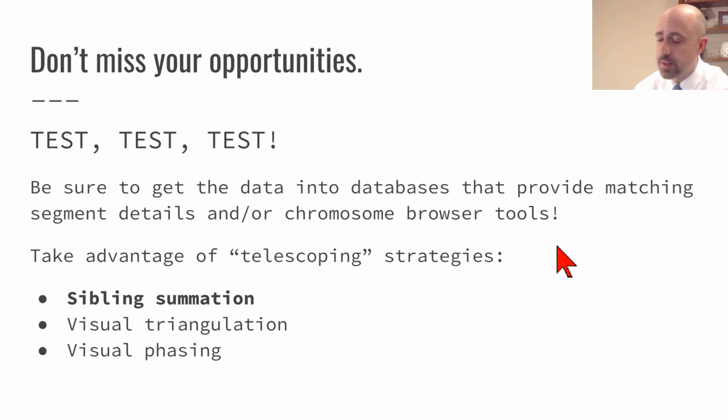So I point out this example to emphasize that we have some opportunities, and I'd ask you to take a look at the opportunities that you might have and to take advantage of those opportunities before you run out of time. And be sure to get the data into databases that provide matching segment details and or chromosome browser tools so that you can really take the data as far as it will go. So take advantage of telescoping strategies, sibling summation, visual triangulation, visual phasing. We've only talked about sibling summation tonight, but I will talk about these other methods later.